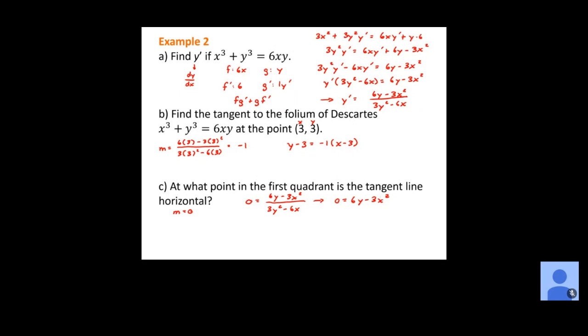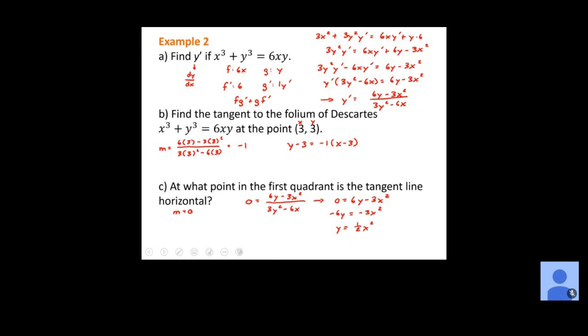Here's how we're going to do it. I'm going to take this equation and solve it for y. I'm going to move my 6y to the other side, and we'll get negative 6y equals negative 3x squared. Then I'm just going to divide by negative 6, which gives us y equals 1/2 x squared. Now I know what y is equal to in terms of x. Now I can go back to my original equation at the top and substitute 1/2 x squared everywhere I see a y, so that I can get a solution for my x value.